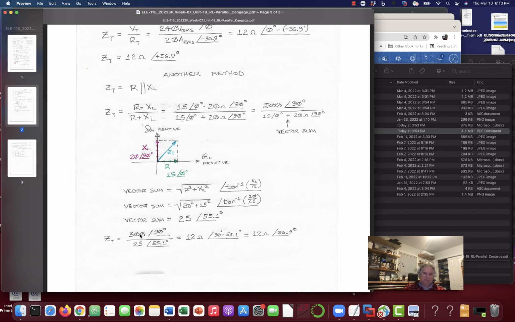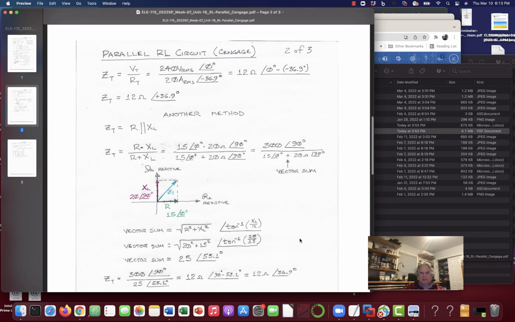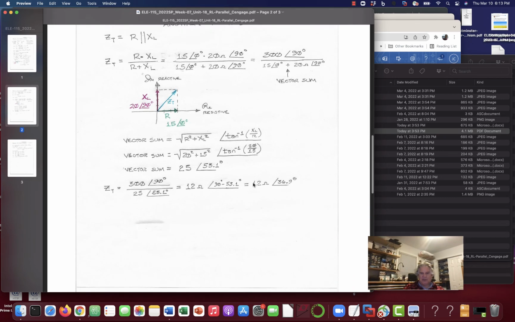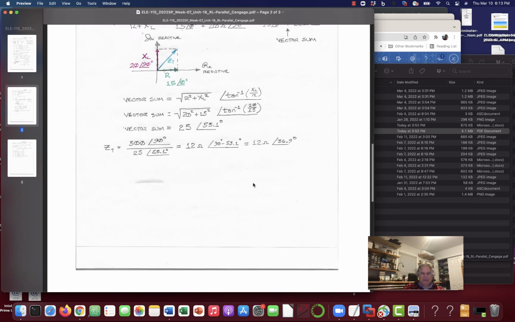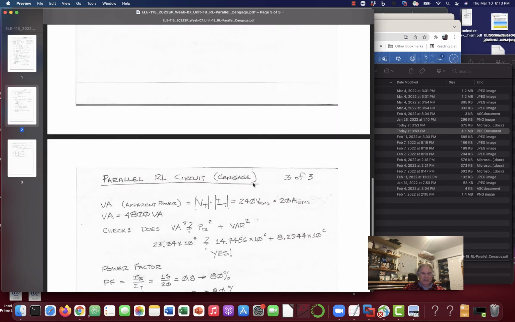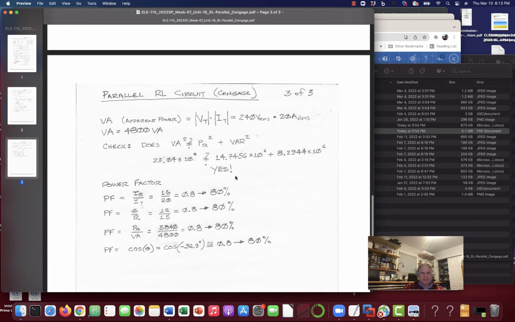If you had $3, you'd have 12 quarters, right? There's 25 there. So you have 12 ohms at 90 degrees minus 53.1 degrees, which is 12 ohms at 36.9 degrees. And that's exactly what we calculated up here. I just wanted to do two methods to show you that you get the same thing. All the rules apply.